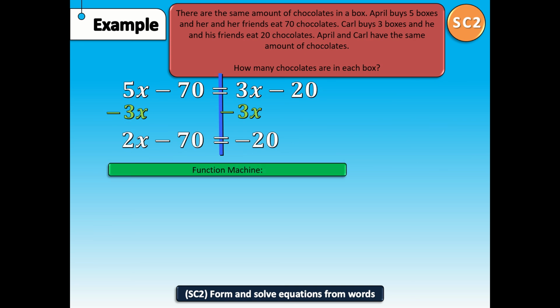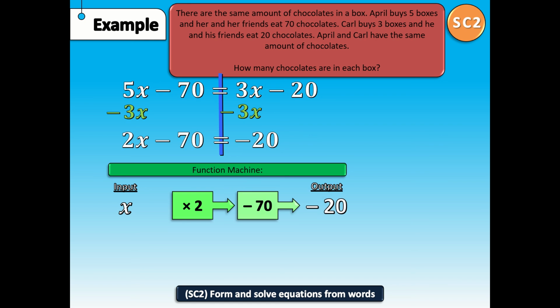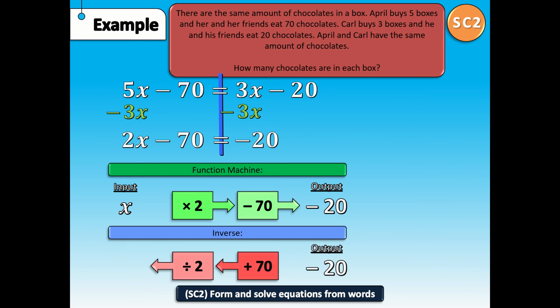Then we use a function machine to solve our equation. So we say what we're doing to x. We're timesing it by 2, then taking away 70, and we get minus 20. So we need to work backwards doing the opposite. So we start with minus 20, we add 70, and then we divide by 2. Minus 20 plus 70 is 50, and 50 divided by 2 is 25. So there are 25 chocolates in each box.